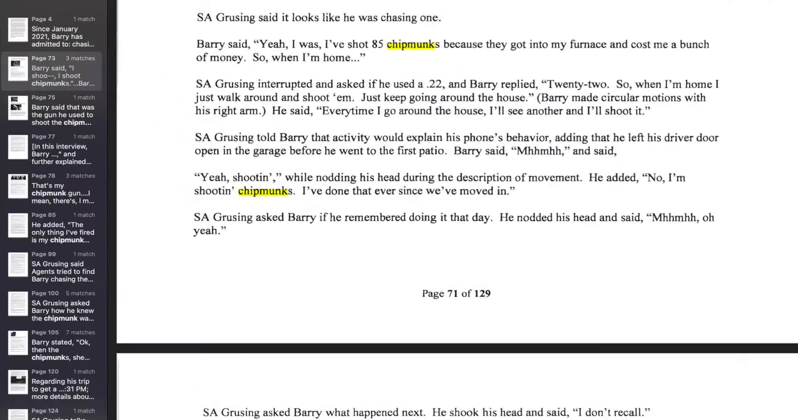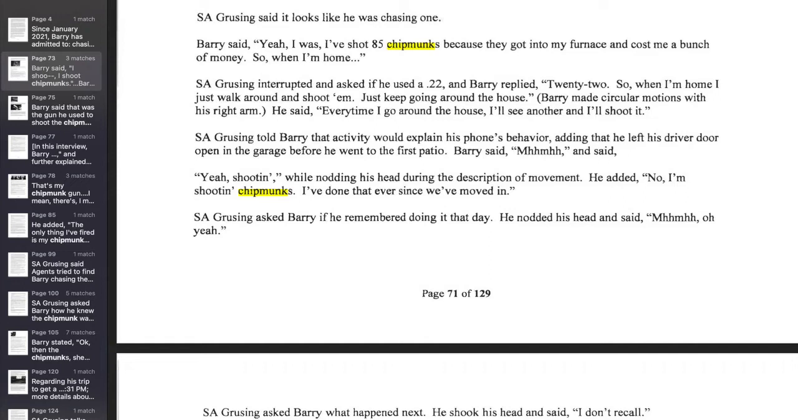Barry said, "Yeah, I was. I've shot 85 chipmunks because they got into my furnace and cost me a bunch of money." Barry even went on to hand over a .22 that he uses to shoot chipmunks. The investigator told Barry that activity would explain his phone behaviour, adding that he left his driver door open in the garage before he went to the first patio.